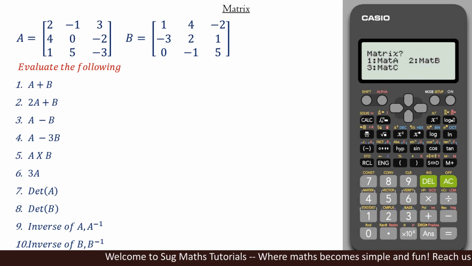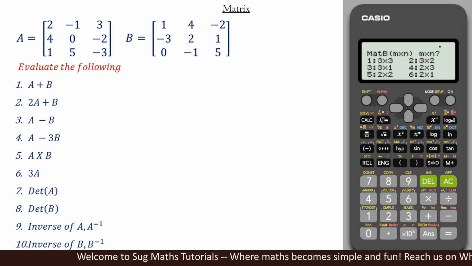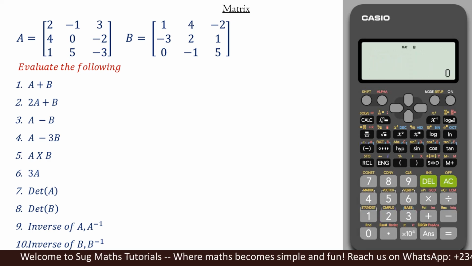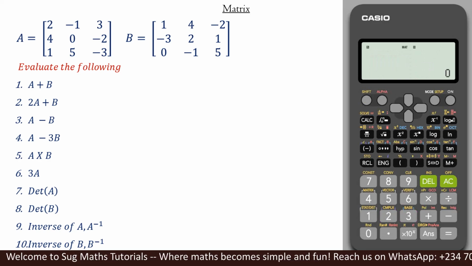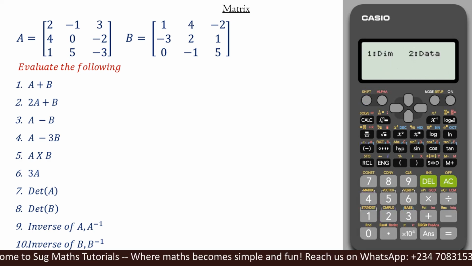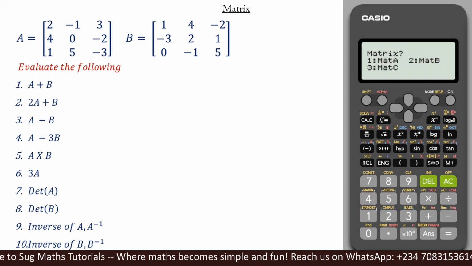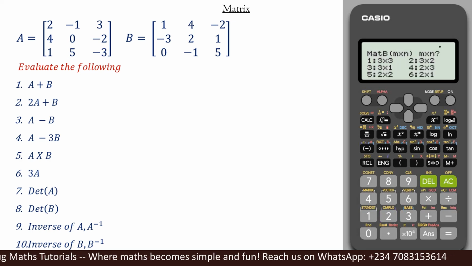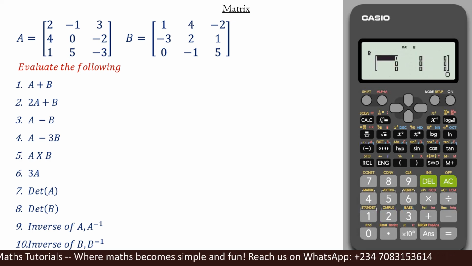I've inputted the data, right? Now I'll choose matrix B, which is 2. Now it will ask me which type of dimension is it, and we are working with 3 by 3. All right, now let's do this again. So I'll say shift, I'll come to 4, which is matrix. I'll choose 1, dimension of matrix 2. I'll now select 1, which is 3 by 3. Now let's enter the data again for matrix B.